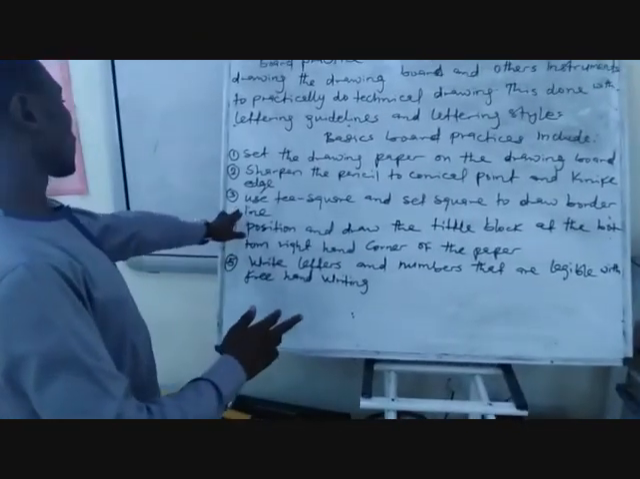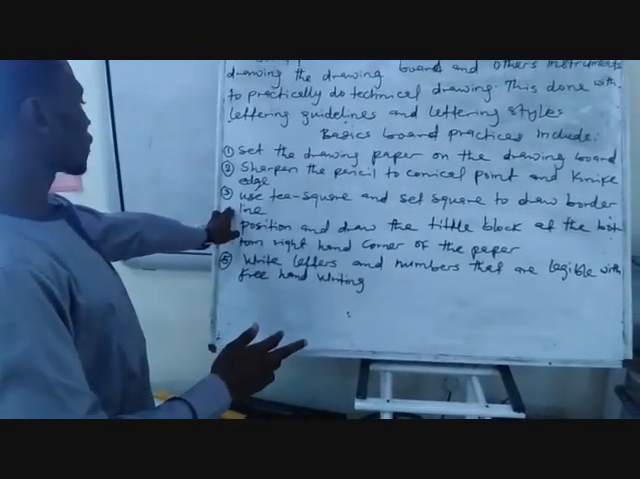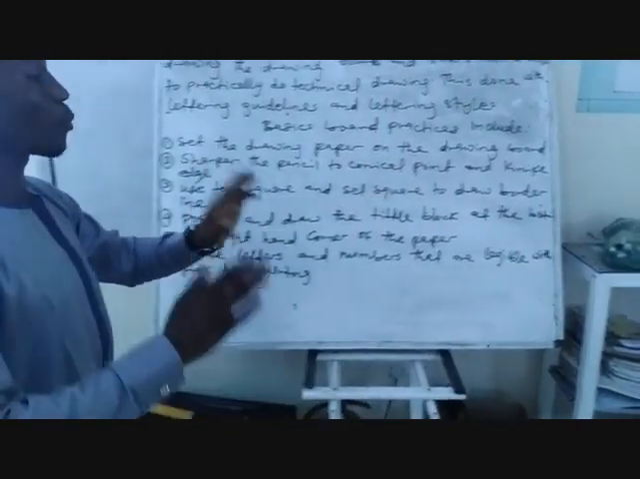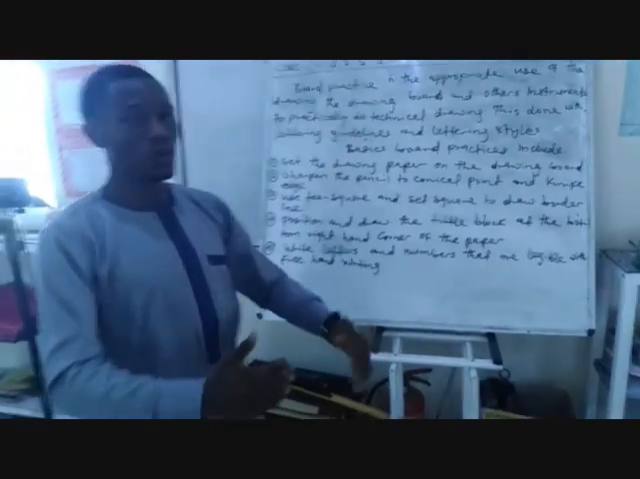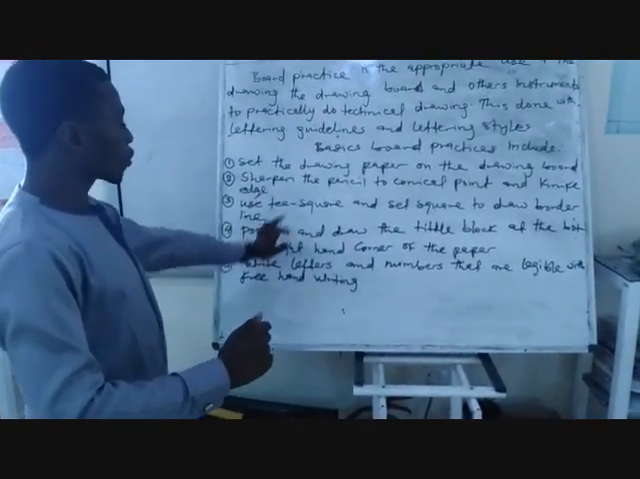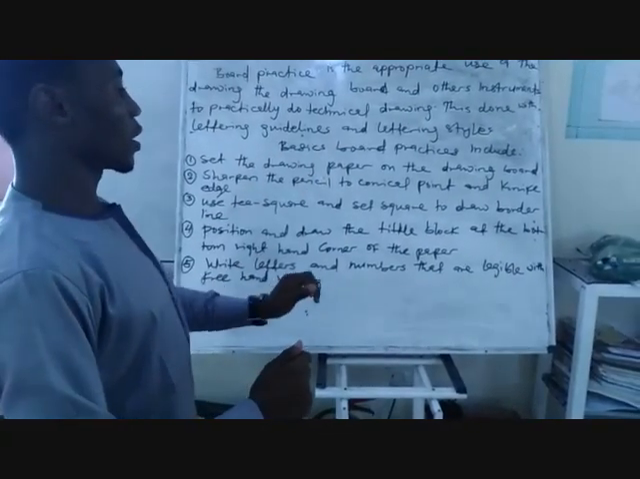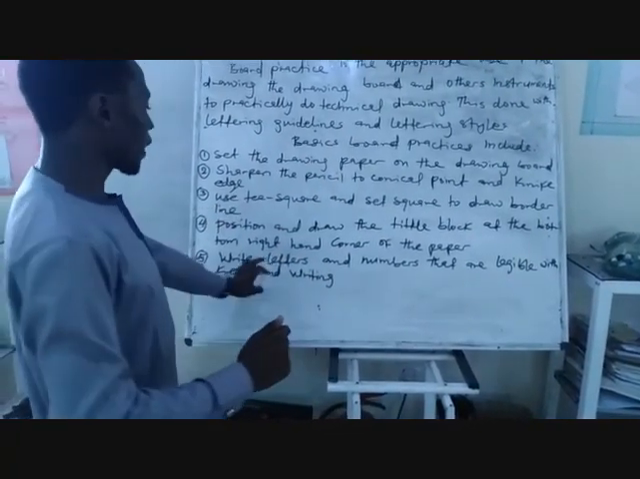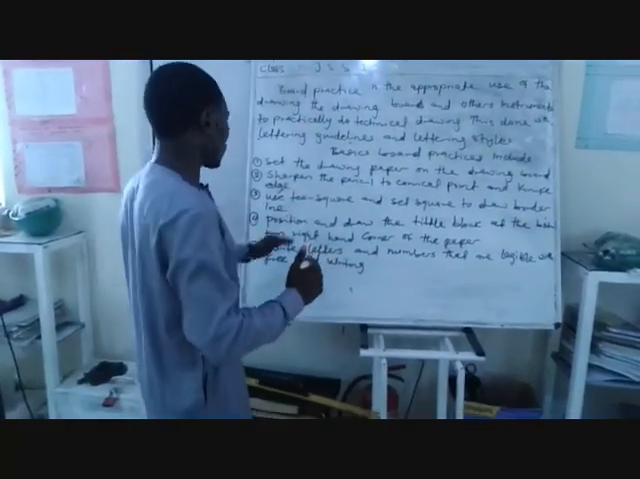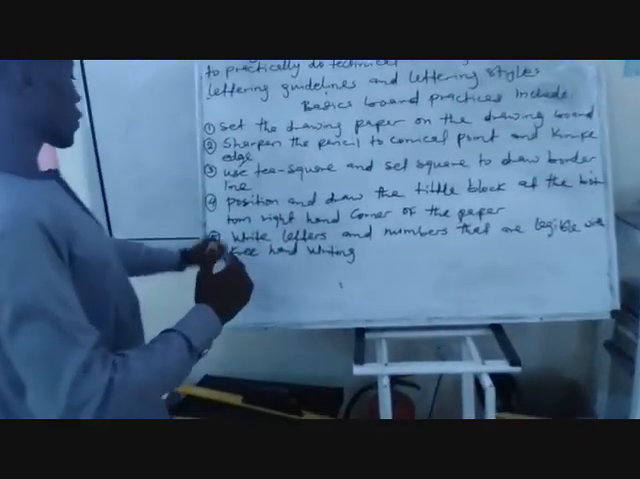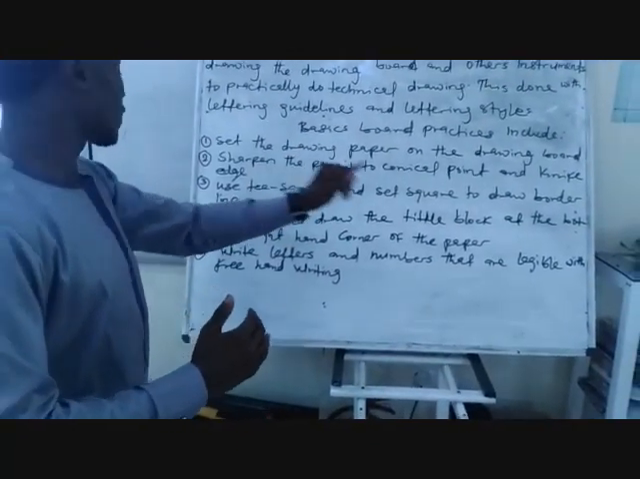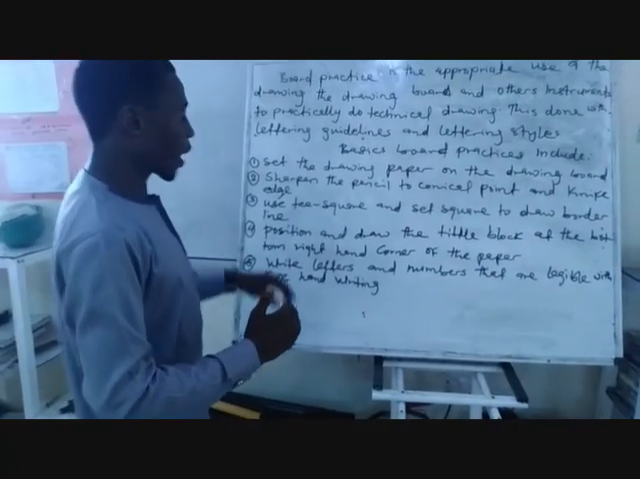The third step is to use the T-square and set square to draw your borderline. This borderline, we are going to see later. The fourth step is to position and draw the title block at the bottom right hand corner of the paper. And the fifth step is to write letters and numbers that are legible with freehand drawing.